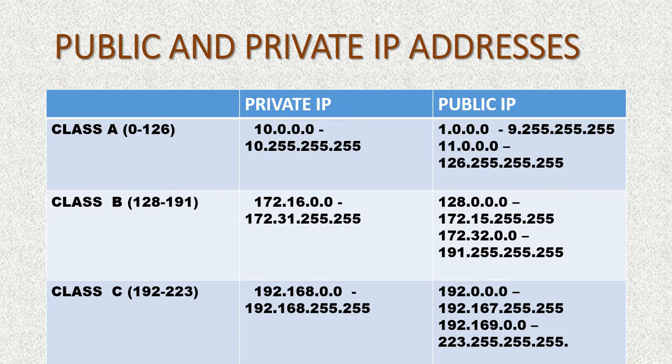Similarly, for class B, 172.16.0.0 to 172.31.255.255 is the private IP range. The rest, from 128 to 191 in the first octet value, are public IPs. Similarly, in class C, 192.168.0.0 to 192.168.255.255 is the private IP range, and the rest, from 192 to 223 as the first octet value, are public IPs.